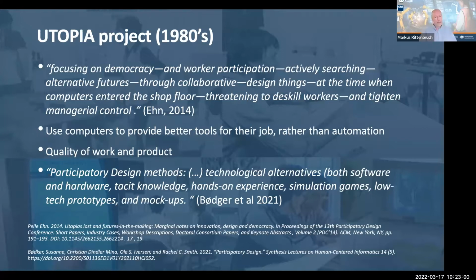And one of the lasting legacies of the project, other than the fact that it introduced the notion of participatory design, were the methods and the way that the project explored how to actually engage people in the design process. So looking at technological alternatives, both software and hardware, understanding tested knowledge, hands-on experience, simulation, games, low-tech prototypes and mock-ups. So these were really the first exploration of participatory design methods.